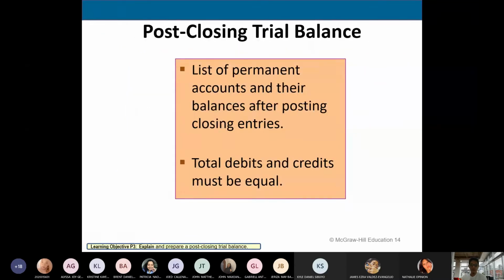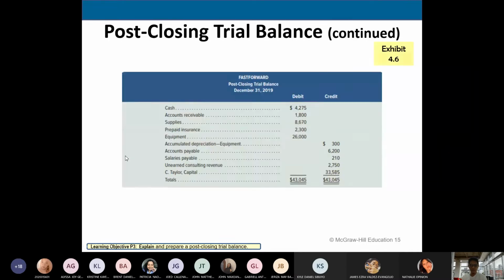So after providing the closing entries, makikita na natin sa closing trial balance lahat ng mga permanent accounts and their balances. Yung tinatawag nating real accounts. And of course, the total debits and credits must be equal. Okay? So, wala na tayong makikitang expenses dyan. Revenues and drawings.